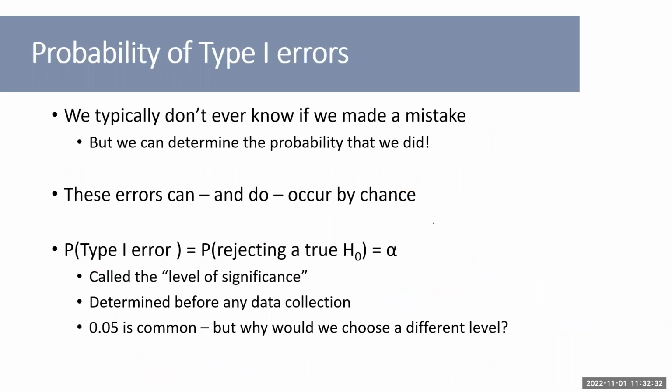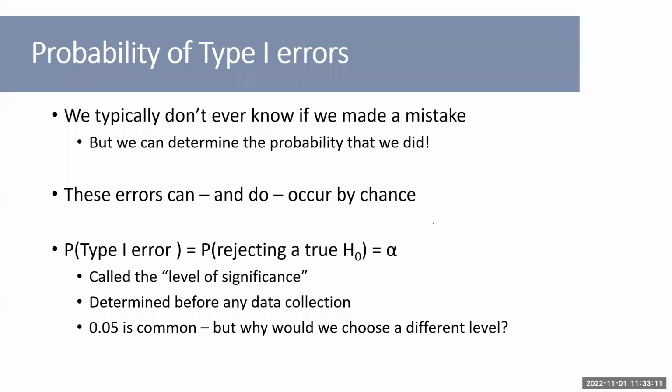Now, remember, we typically don't know if we made the right decision. Okay. We can talk about the probability that we did make the wrong decision. Even if you have the most perfect sample, you've minimized your bias, you've done the right analysis, like everything has been done perfectly, you could still make the wrong decision. And that's not on you. You didn't make a wrong decision. By chance, you got screwed over. And it happens. And that's why we talk about errors. That's why we talk about confidence. Talk about significance levels, which we'll talk about in the next section. So these errors can and very much do occur by chance.